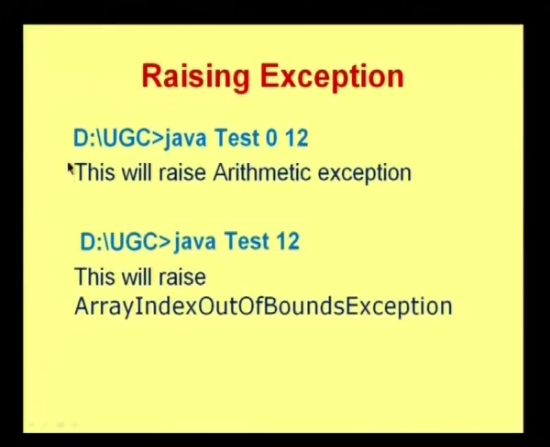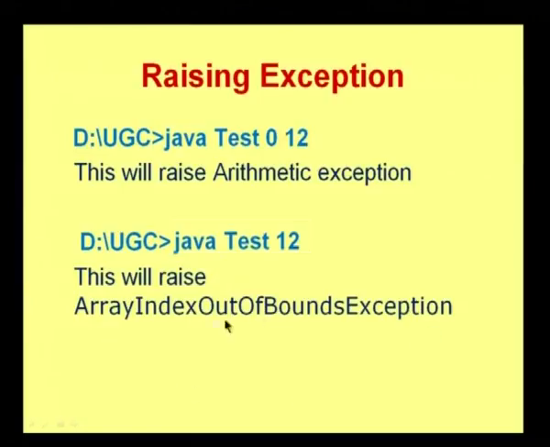You can see that in this program I am giving Java Test 0. So this is the args[0] value and this is the args[1] value. So x is assigned 0, so this will automatically raise the arithmetic exception. Next I am trying to run Java Test 12. In this case this will raise an ArrayIndexOutOfBoundsException.